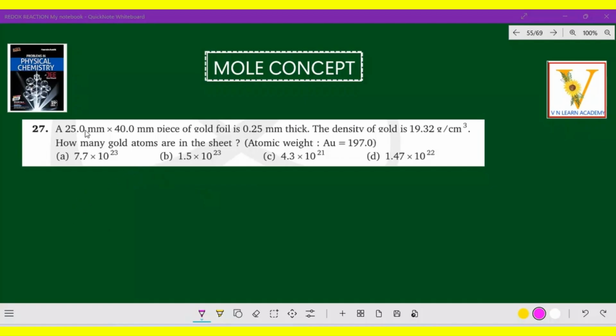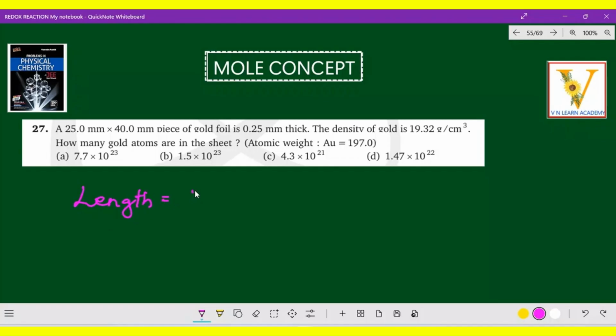Here, 25 millimeter, 40 millimeter, and thickness 0.25 mm. Length, width, and thickness. Let us go for it so that we can easily identify. Here they mentioned millimeter. We can convert into centimeter, right? Okay, length.